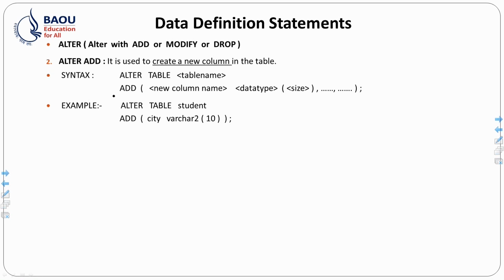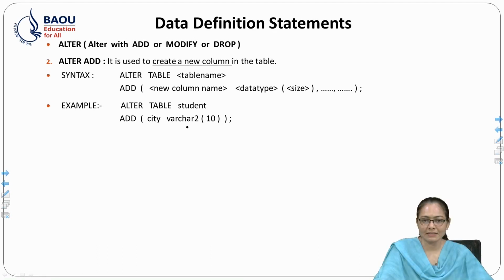For example, alter table student. We want to add a city column in the student table. So, alter table student, then add, round bracket open, and then city, and city contains character data, alphabets. So, the data type is varchar2 and in the bracket the size is 10, then the bracket is closed, and then a semicolon.